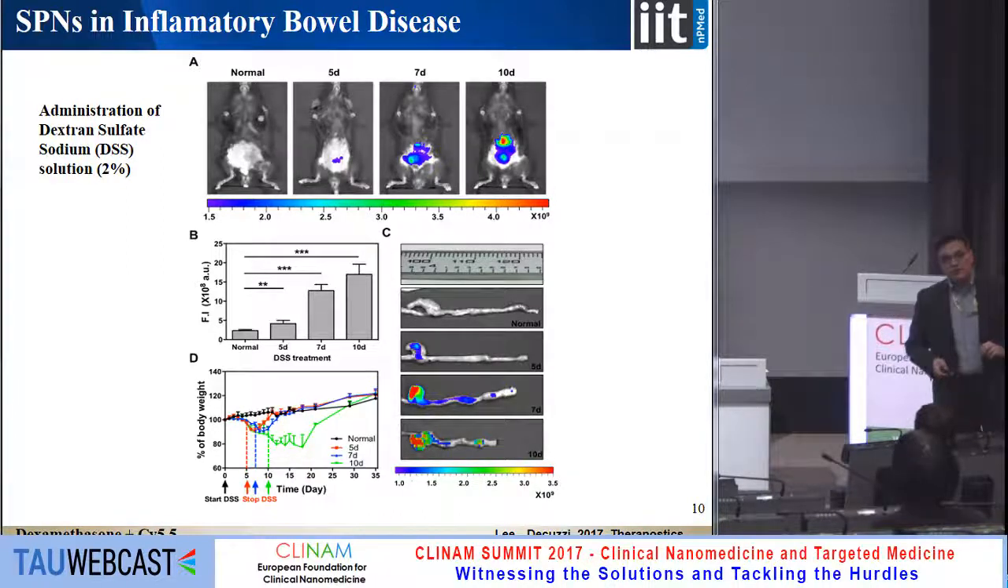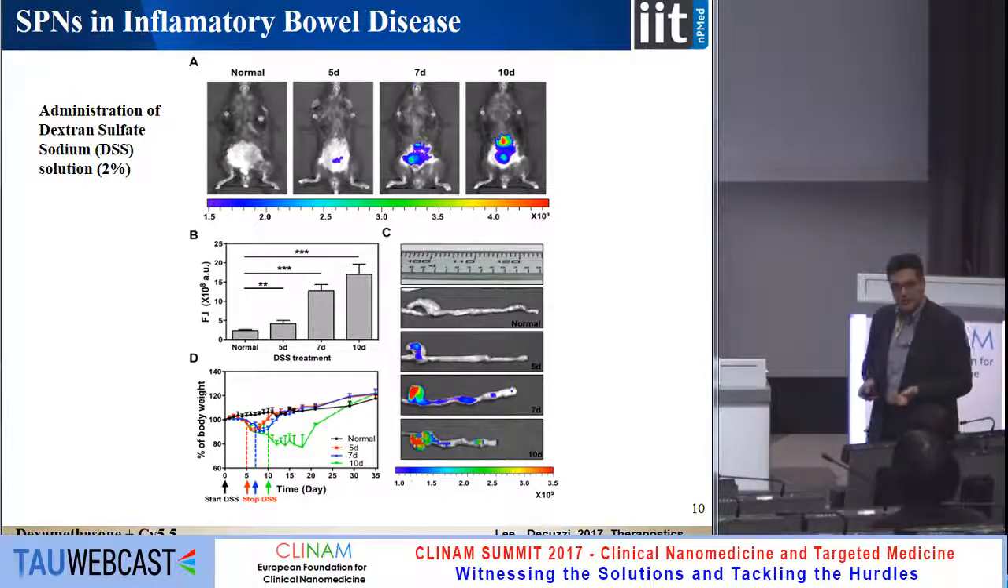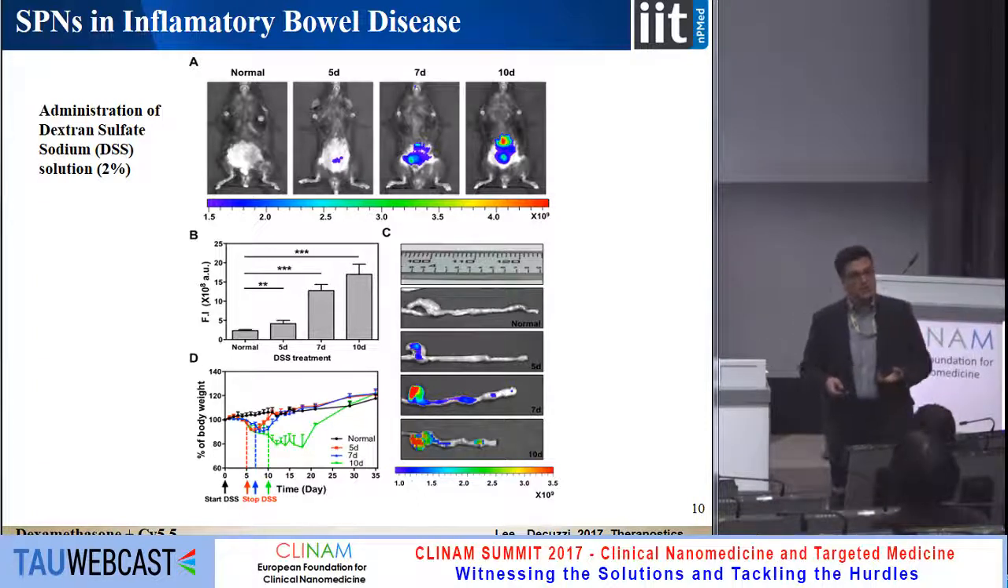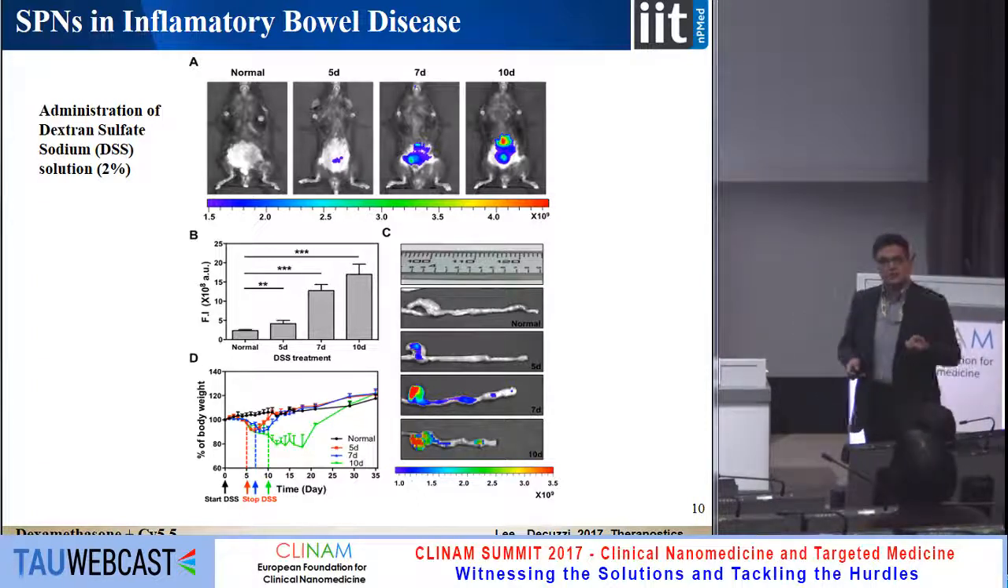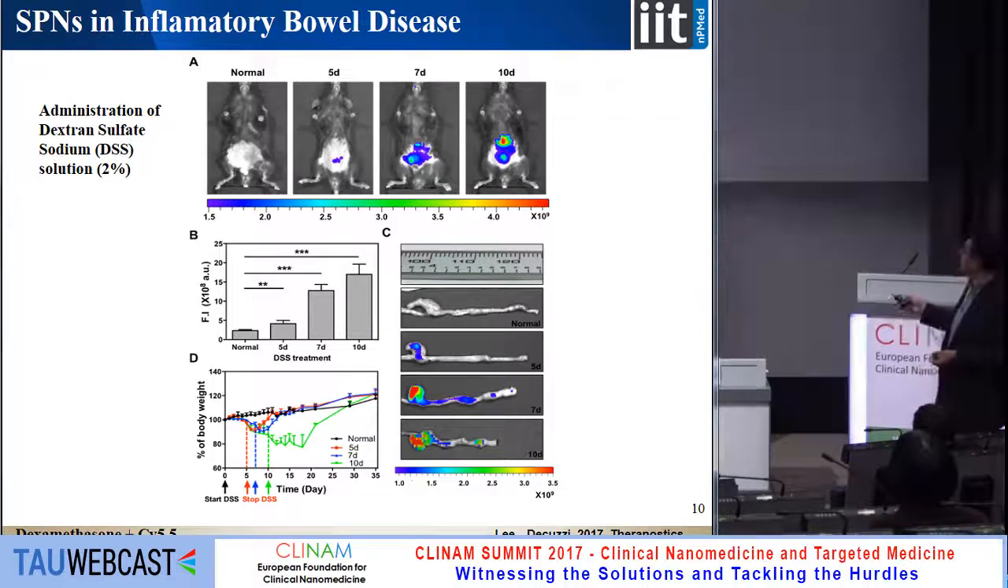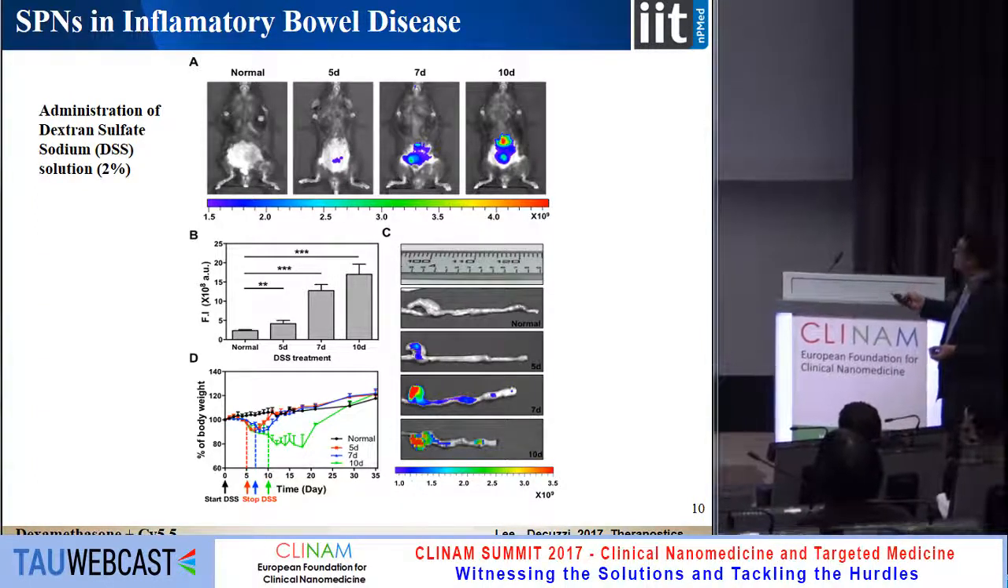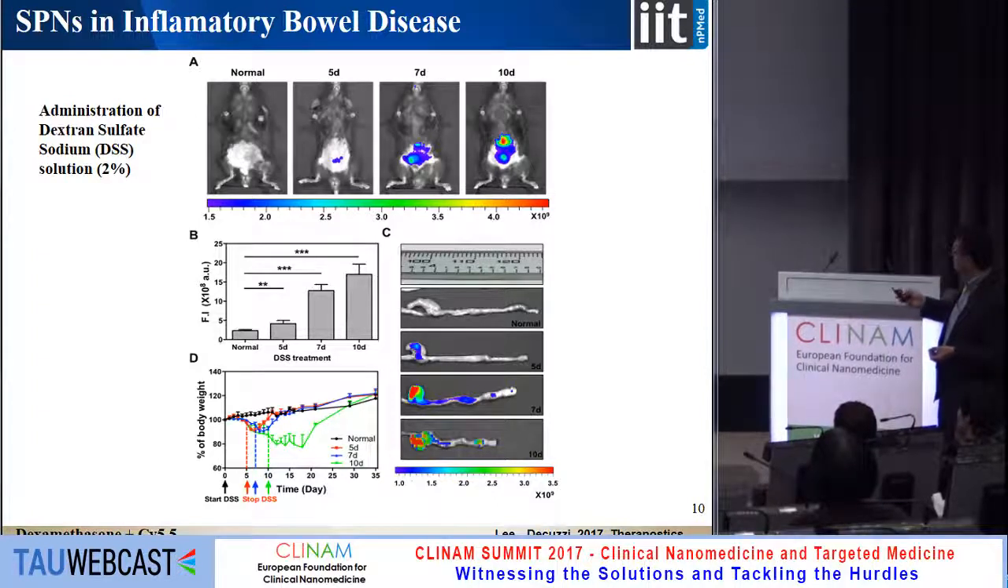Same nanoparticle, we change the drug, we load dexamethasone, we inject it into animals that have been administered with DSS, so basically they have been developing this inflammation in the bowel. The particles still get there in a disease-dependent fashion, so the longer the treatment, the more they get there.